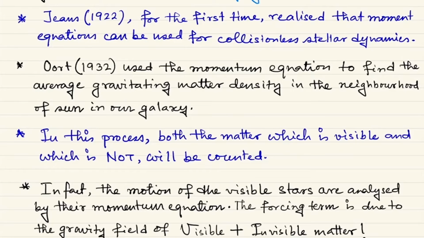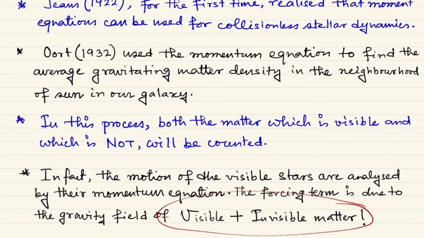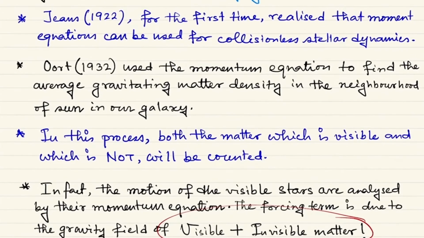Try to understand what is said over here. Although we are seeing the dynamics of the visible stars, what is the forcing? Remember, there is a forcing term, angular bracketed A, and I said this is the body force other than the pressure term. Usually this is the gravitational force, and the gravitational force comes due to all the matter, whether radiating or not. So we are studying the dynamics of visible matter, but it is forced due to all types of matter, visible plus invisible.